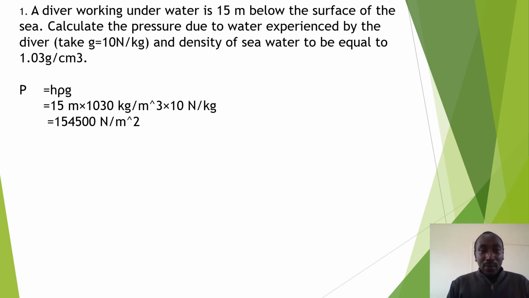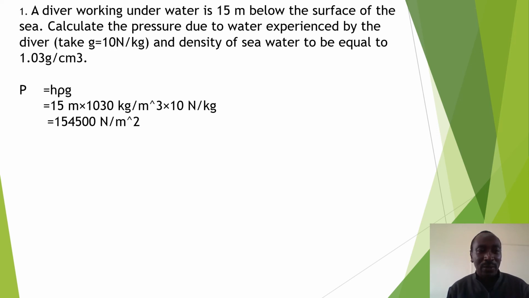A diver working underwater is 15 meters below the surface of the sea. Calculate the pressure due to water experienced by the diver. Take gravitational field strength to be 10 newtons per kilogram and density of water to be equal to 1.03 grams per cubic centimeters. Here we have been given three items: the depth, which is 15 meters, in SI units; the gravitational field strength, which is 10 newtons per kilogram; and the density of water as 1.03 grams per cubic centimeters.